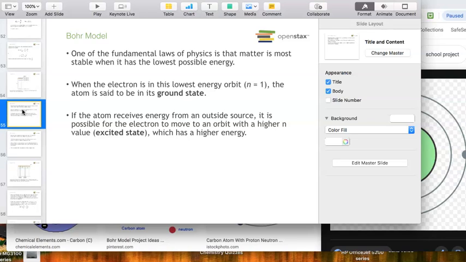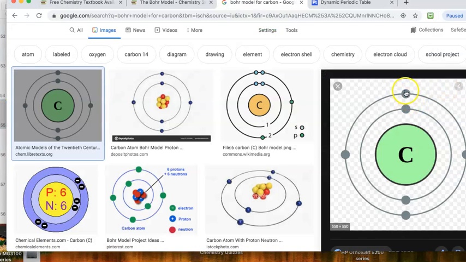One of the most fundamental laws of physics is that matter is most stable when it has its lowest possible energy. When the electron is in this lowest energy orbit, n equal to 1, the atom is said to be in its ground state. It's in its ground state because it has an n value of 1 and only has one electron. But if I'm referring to this other electron here, its ground state is n equal to 2, because that's where it's naturally found.